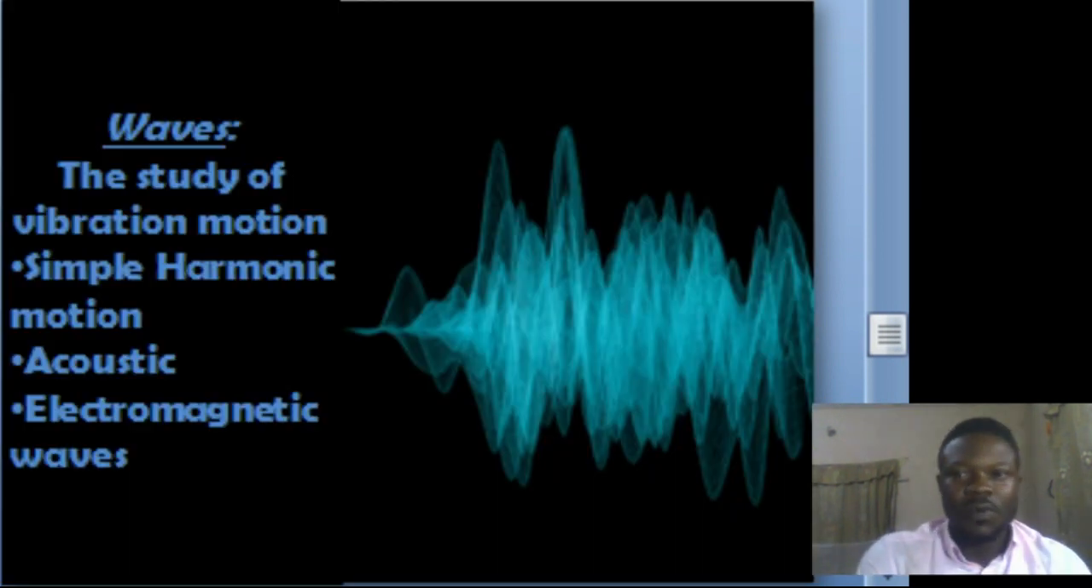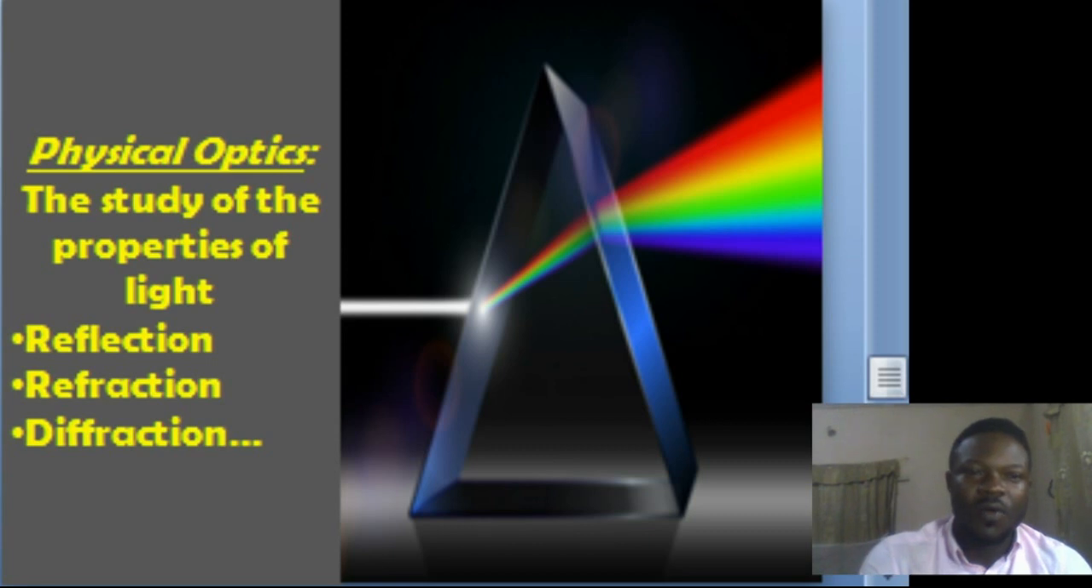Now we also mentioned waves. Waves are the study of vibration, motion, simple harmonic motion, acoustics like sound waves, and electromagnetic waves. They all fall under the concept of wave, one of the branches of physics. Light waves also fall under them. Anything that has to do with vibration is discussed under wave.